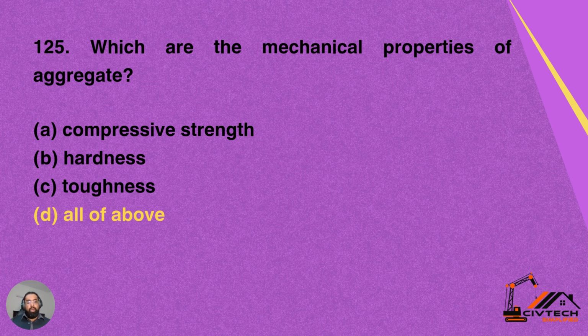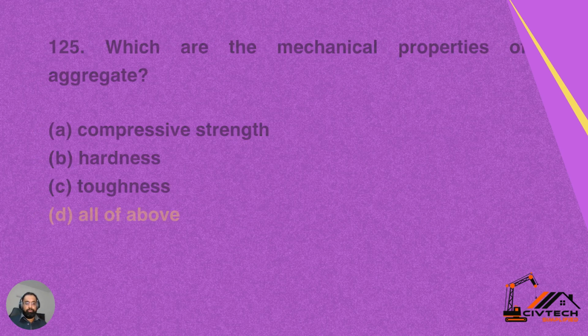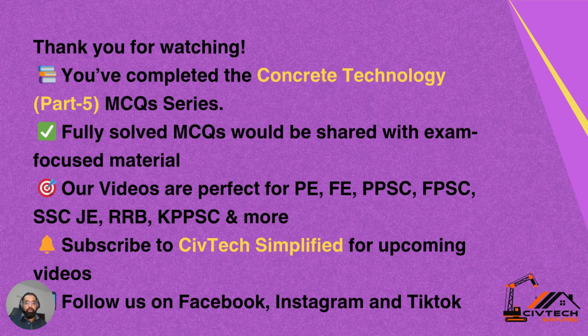Question number 125 and the last question for this video part. Which are the mechanical properties of aggregate? Option A, compressive strength. Option B, hardness. Option C, toughness. Option D, all of the above. So you know that these all are the mechanical properties of the aggregates. It has the compressive strength, it should be hard, and it should be tough. So option D, all of the above, is the correct answer for this question.